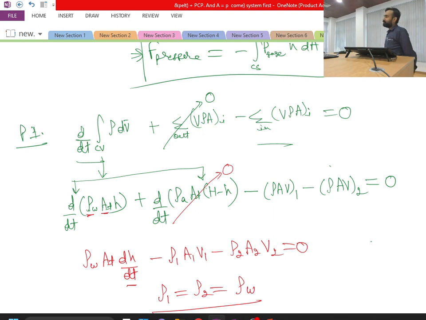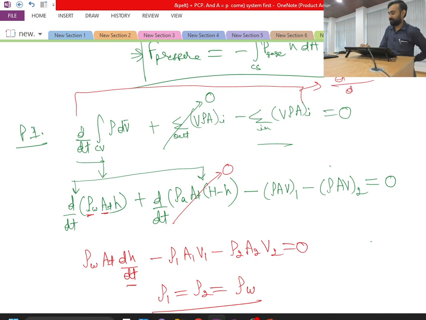Mass of the system, dm system. Recall the Reynolds transport theorem. As per the Reynolds transport theorem, this entire quantity is nothing but equal to dm system by dt, and dm system by dt is nothing but equal to 0. That is the application of the Reynolds transport theorem: anything which we know for a system, we are converting into the control volume.